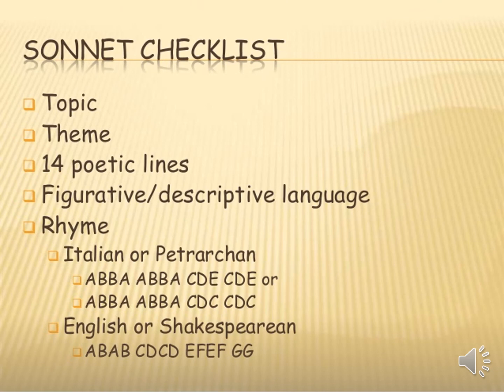So, in order to be able to write a sonnet, we should keep these tips in mind. It should include a topic, a theme, 14 lines, figurative or descriptive language, the rhyme scheme depending on the type if it's Italian or English.